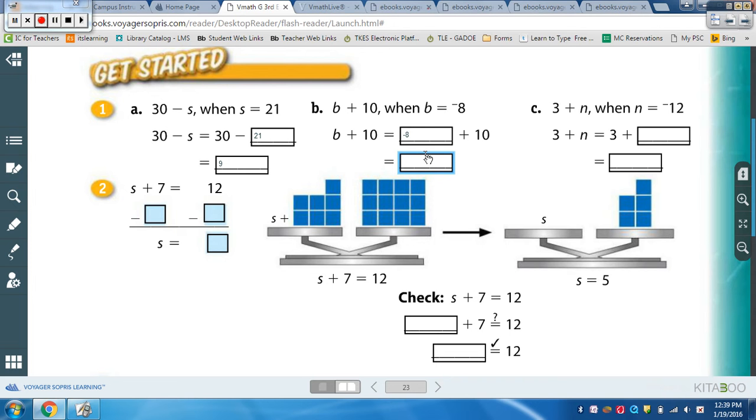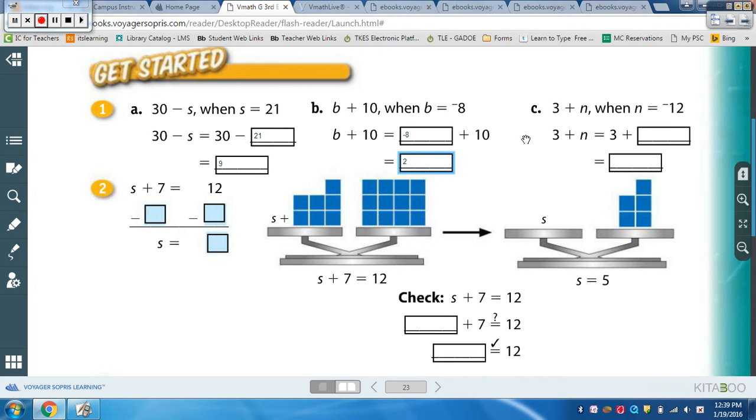of 10, which is 10. We take the absolute value of 8, which is 8. So now we take the smaller from the larger. So we take 10 minus 8, which is 2. And we keep the sign of the larger number, which in this case would be 10. And it is positive. Therefore, our answer is positive 2, or just 2.